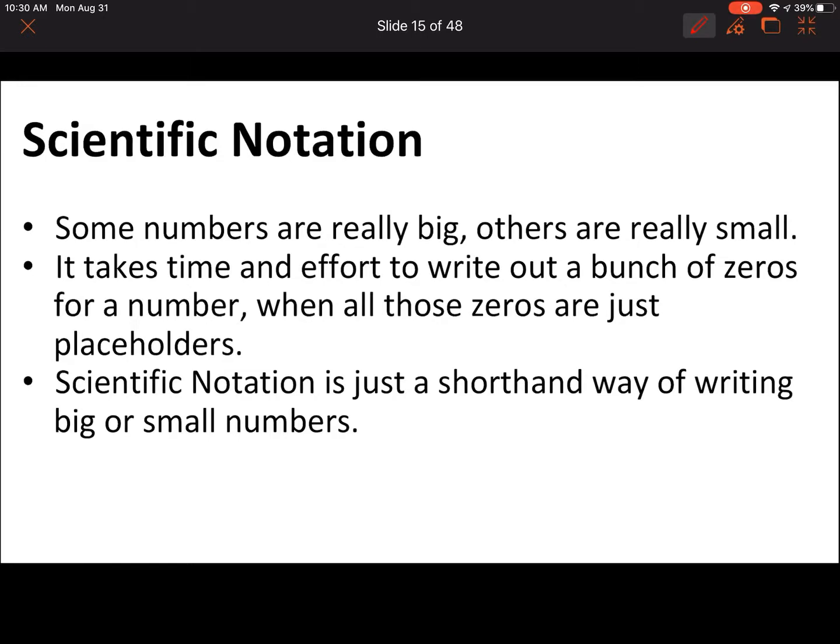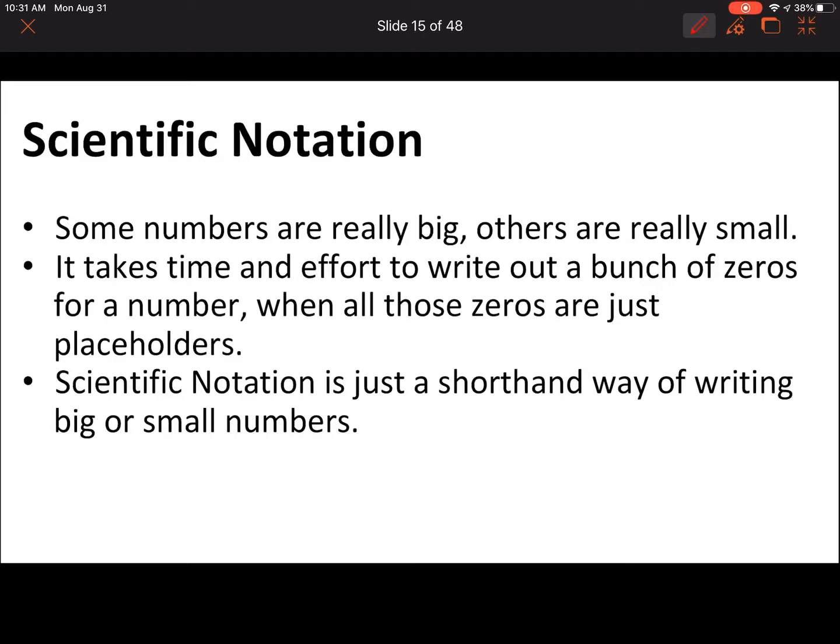Some numbers are really, really big. Others are really, really small. And when we get really, really big numbers, it takes a lot of zeros. We're talking billions of billions. Or really, really small, something that's a fraction of a fraction of a fraction of an inch is a really, really tiny number. And it takes zeros both ways to do that, because those zeros are placeholders.